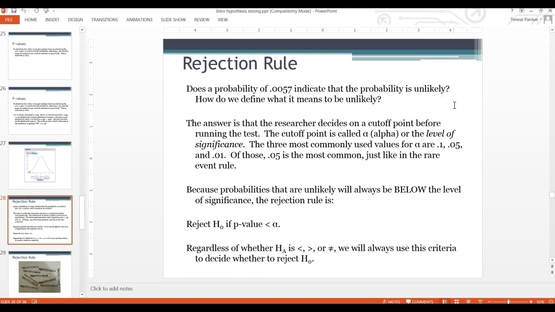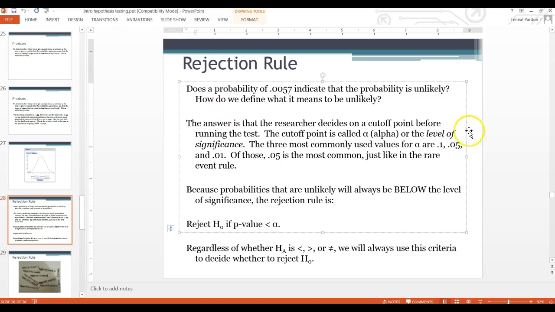Although in each problem, we're actually going to define that possibly differently. But here's how we know. At the beginning of every hypothesis test, the researcher is going to decide on what counts as small. The three most common values for that cutoff point, which is called alpha, or the level of significance. This is a lowercase Greek letter alpha, by the way. It's not an A. But the three most common ones are 0.1, 0.05, and 0.01. 0.05 is the most common.